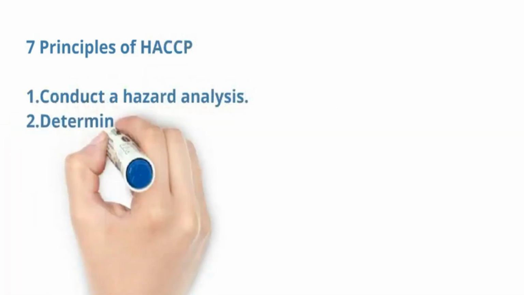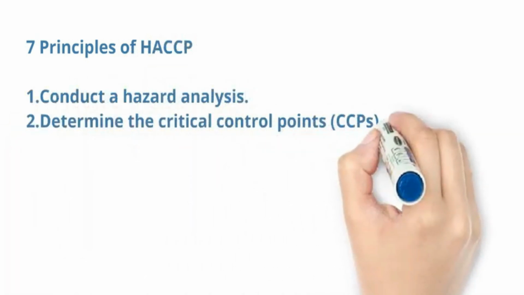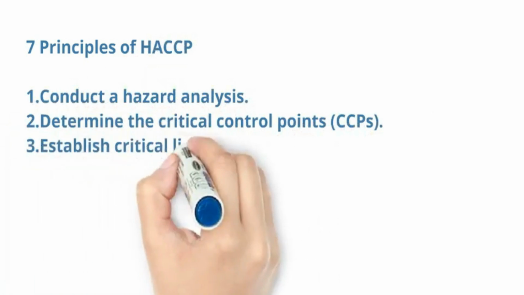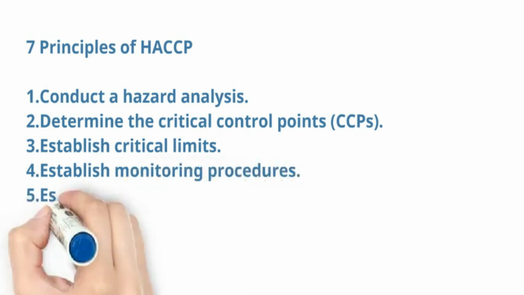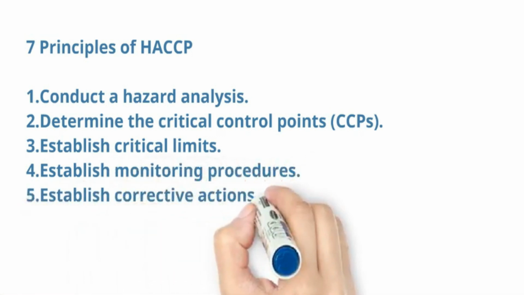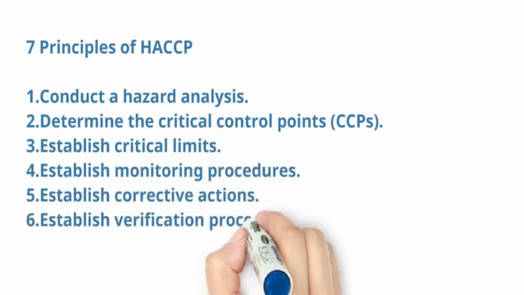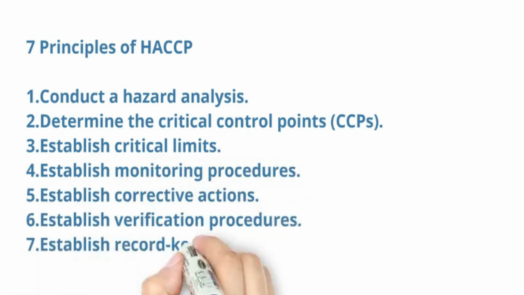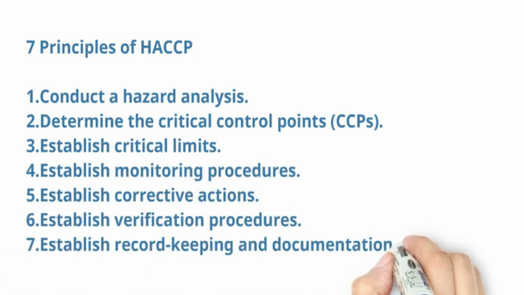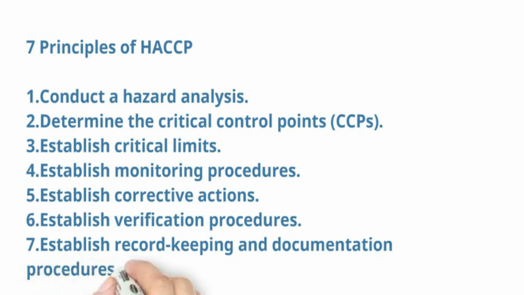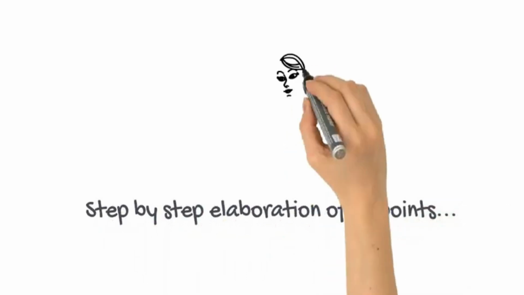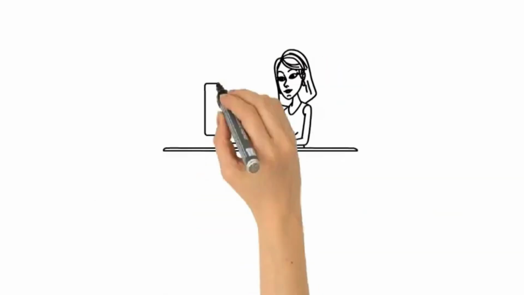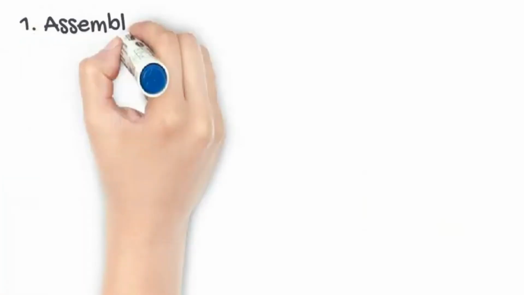The 7 principles of HACCP include: conduct a hazard analysis, determine the critical control points, then you need to establish critical limits against those critical control points, and then we will make a monitoring procedure, then corrective actions, verification procedures, and ending with record keeping and documentation procedures. Now I will discuss step by step elaboration of all points, how to analyze them and how to make documents against those points. So the first step is assemble a team.